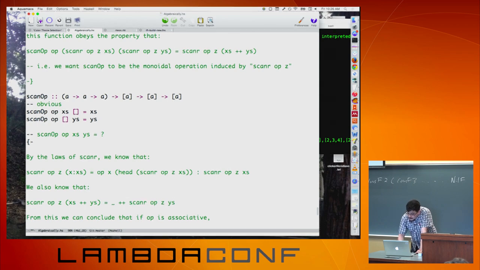Here we go. Scan op of z of the concatenation. These are just more laws. We're just trying to write down things we know must be true, to create some equational properties of scan by observation that are going to tell us things about how it operates in some compositional fashion. We don't know exactly how we're going to get where we want to go, but we know we need to produce these sorts of properties if we're going to get there. So this is how you start to think about this.